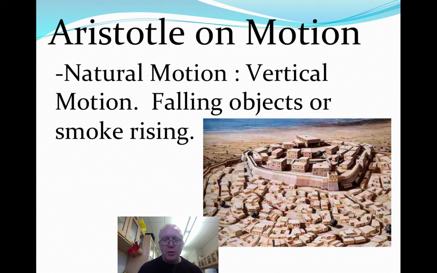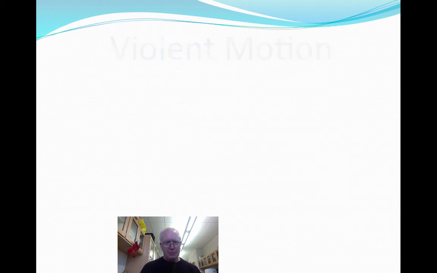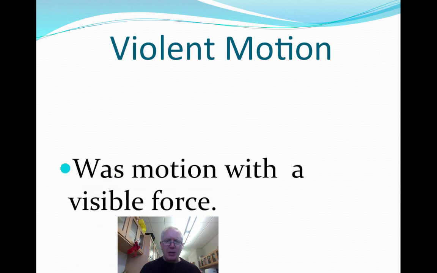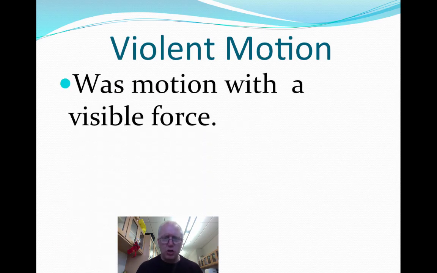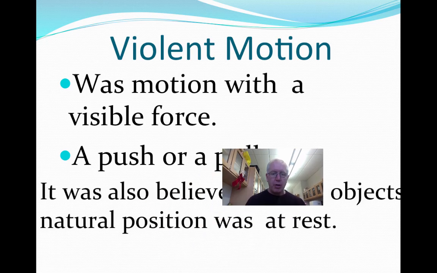And we look at things a little bit differently now, but that was their explanation for things where they couldn't really see a force acting on it. So there was no force at all recognized. They just thought that objects were trying to get to their natural position. They described violent motion a little bit differently than we describe violence now, but this is motion where you could see the force. There was a visible push or a pull where you could see what was going on.